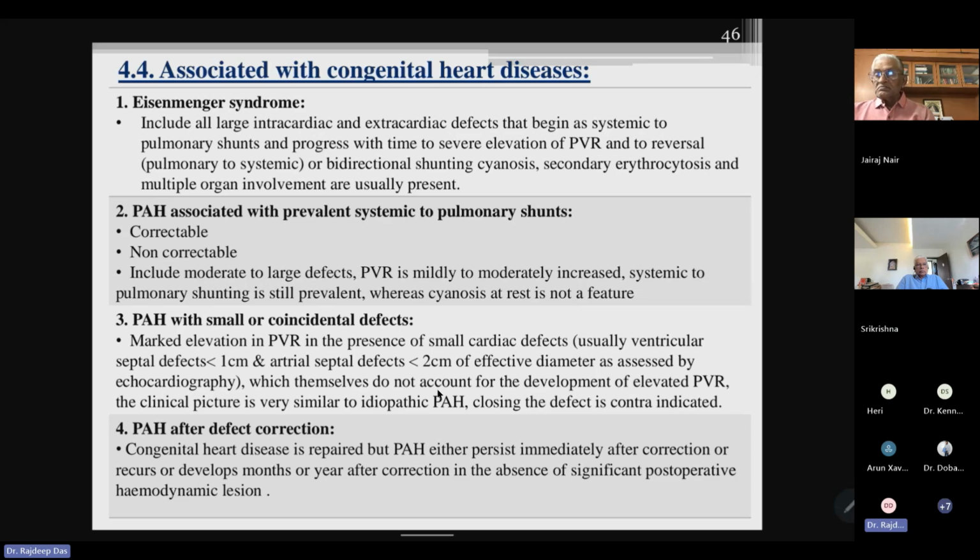While in PAH after defect correction in some congenital heart disease, after repair the PAH either persists immediately or develops after months and years of correction in the absence of significant post-operative hemodynamic lesions. So there is this diverse spectrum of pulmonary arterial hypertension associated with congenital heart diseases.